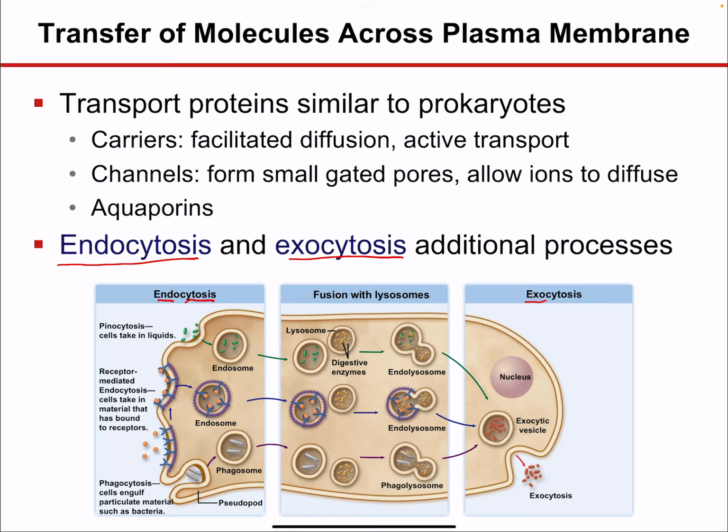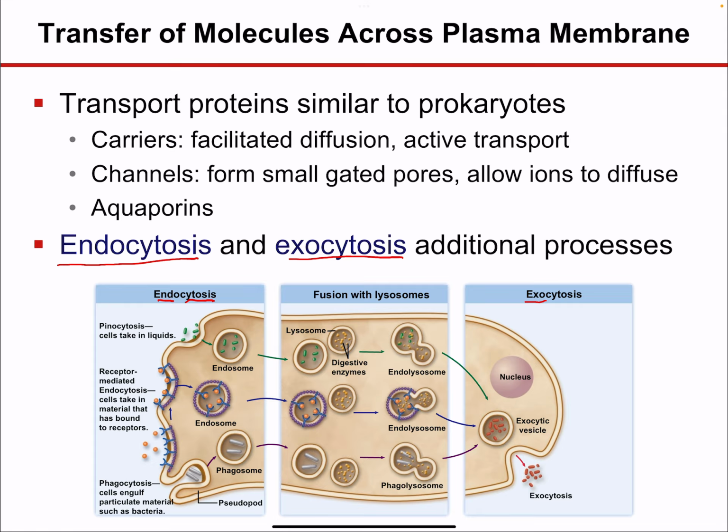Now in prokaryotic cells, we say that the chemicals and the particles are coming in and out via proteins. Some of them are doing facilitated diffusion. Some of them are doing active transport. We mentioned the ion channels, and we also talked about aquaporin. However, here we have exocytosis and endocytosis. Now, how about exocytosis? You have three kinds of exocytosis.